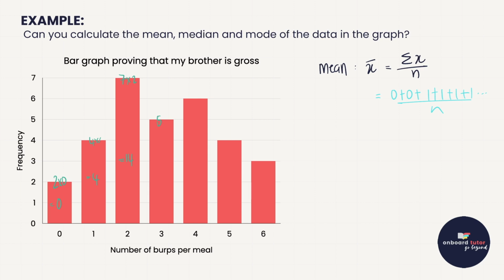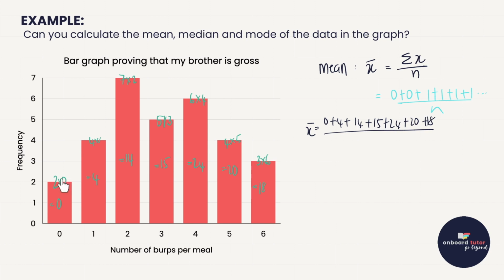There were 5 days when he burped 3 times per meal, so that's 15. There were 6 days where he burped 4 times per meal, so that's 24. Then 4 days with 5 burps, and finally 3 days of 6 burps. Okay, and now it's going to be much easier for me to work out this mean, because what I'm going to do is I'm going to say x bar is equal to 0 plus 4 plus 14 plus 15 plus 24 plus 20 plus 18, and then I need to divide by the total number of scores represented.